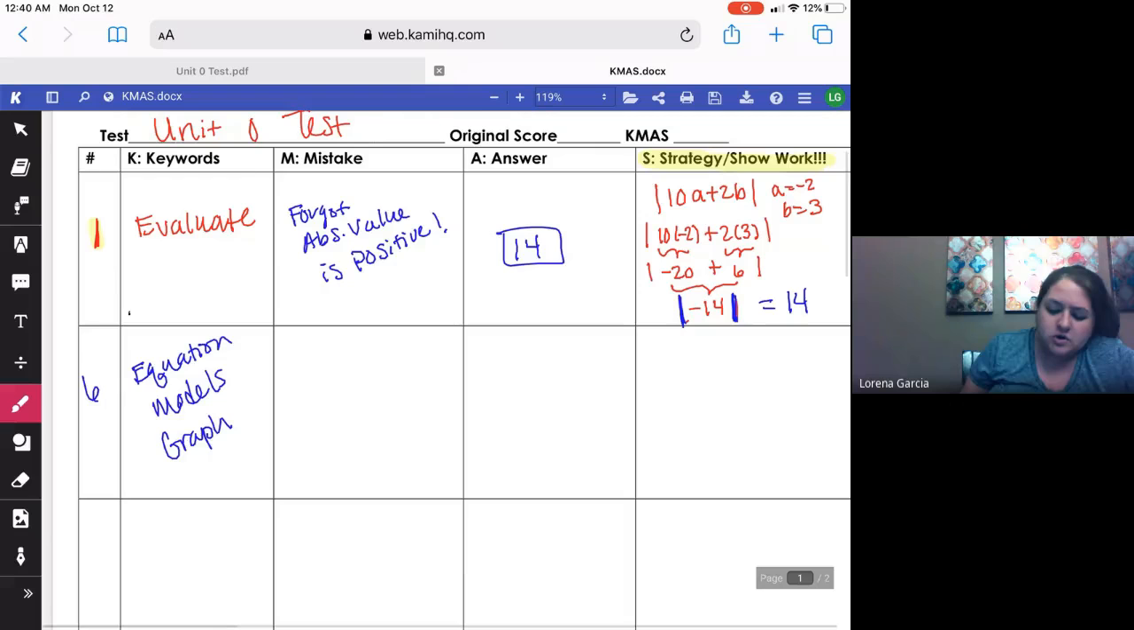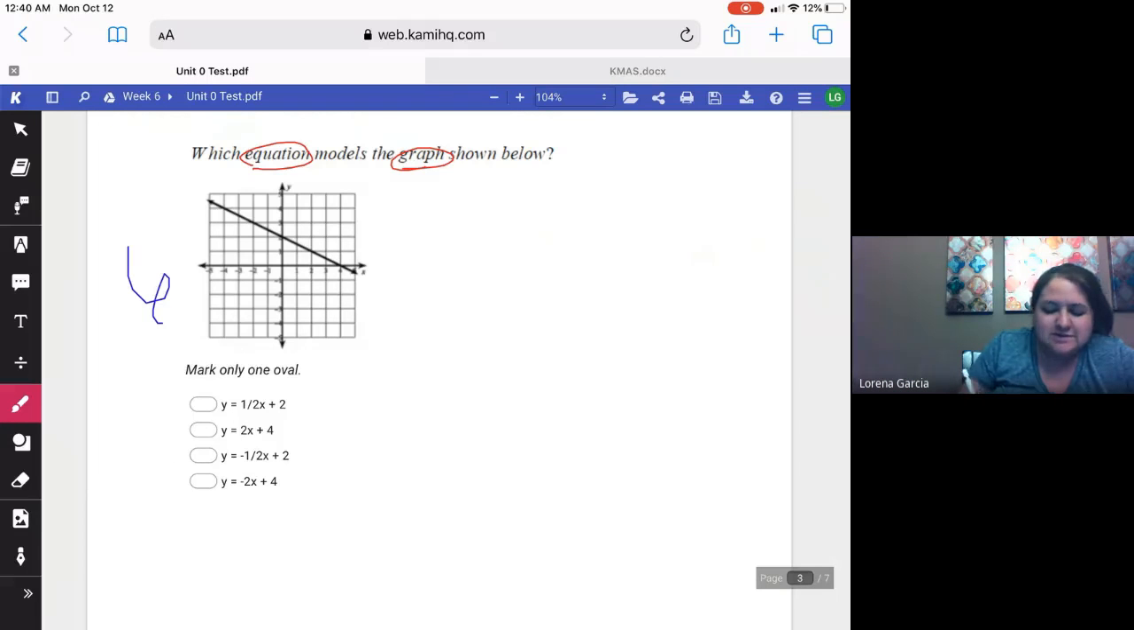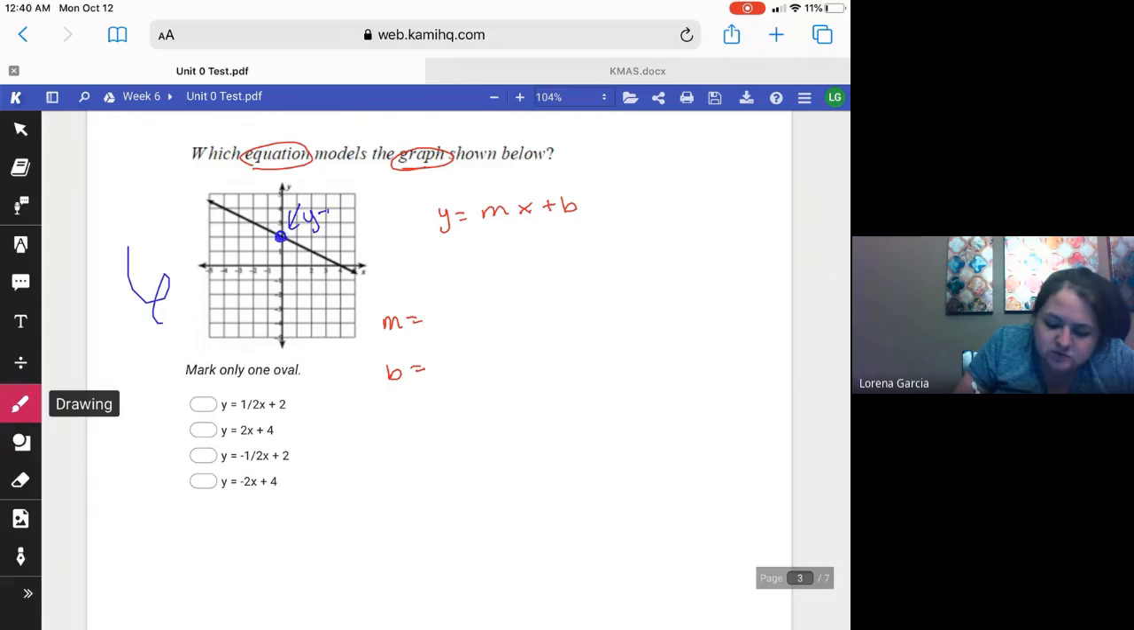Next, we're going to show our work. So I'm going to go to my problem and do it, and then in the show work or strategies column, we want to make sure we show some of those strategies. So here, since this is a graph, you want to write your equation using y equals mx plus b. So we need to find our slope and our y-intercept. So if I'm analyzing my graph here, my y-intercept is at 2.